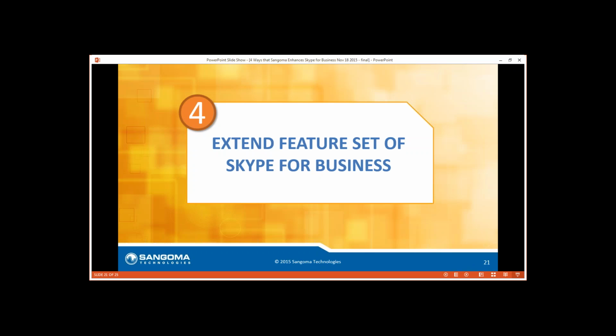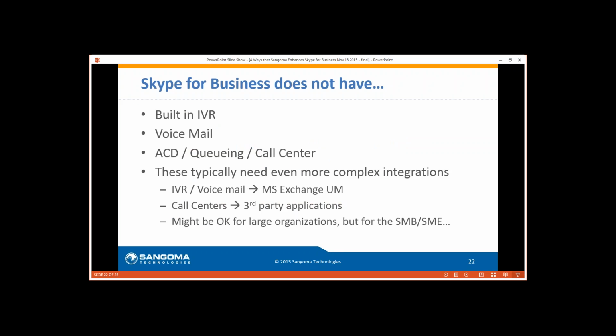And the fourth is extending the feature set of Skype for Business. So if you look at Skype for Business, it provides great unified communication features, video conferencing, document sharing, that kind of stuff. But if you're replacing your PBX with Skype for Business, there's things like IVR or auto attendant or voicemail, or even simple call center type inbound queuing for a small support team. You don't really have those features in Link, okay?